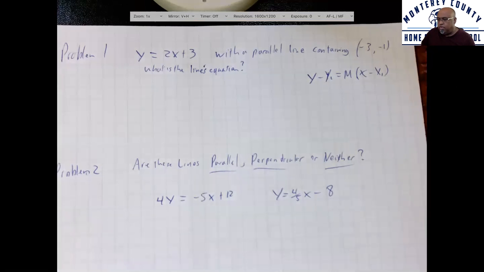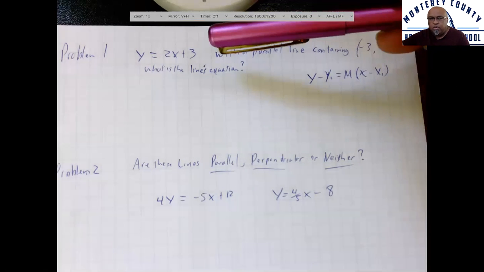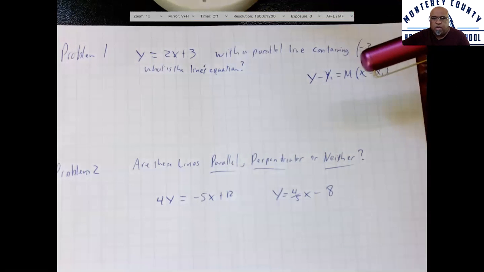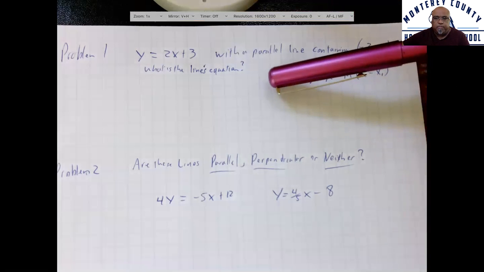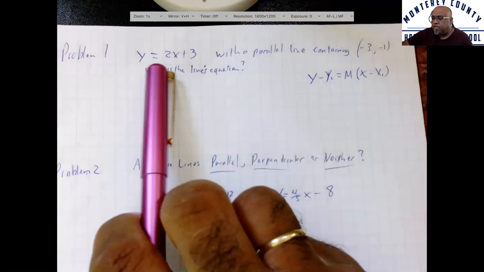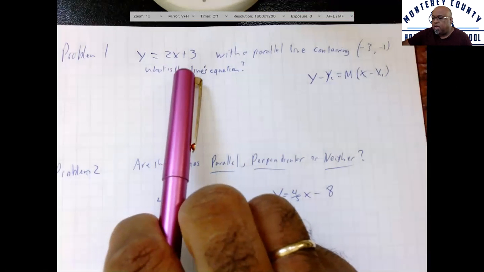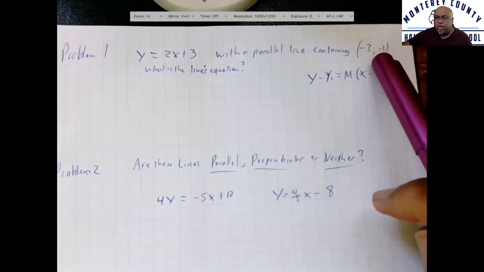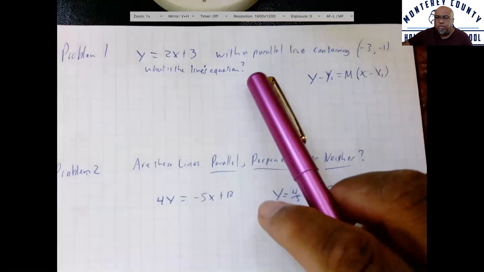Okay, so I have an equation. y is equal to 2x plus 3. I have a question. I have a parallel line containing the point -3, -1. What would the parallel line's equation be? Okay, so the line that I have is y is equal to 2x plus 3. The point that I have is on a different line, -3, -1. What I do know is that the different line is parallel.